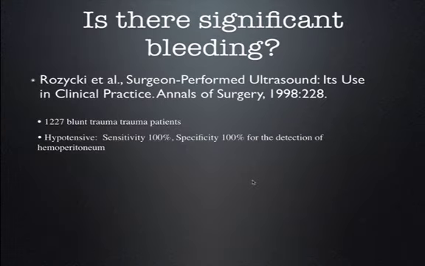Is there significant bleeding? If you have a patient who presents to you hypotensive and the cause for their hypotension is a hemoperitoneum, then studies show in all likelihood you're going to be able to detect that. In this study done by Rozycki in 1998, they had 1,227 blunt trauma patients. Of this cohort, the ones that were hypotensive and had hemoperitoneum, the sensitivity and specificity was 100% for detection of hemoperitoneum. So what I'm trying to say is if the person is bleeding in the abdomen and this is the reason that they're hypotensive, in all likelihood you're going to be able to see it on a FAST exam.